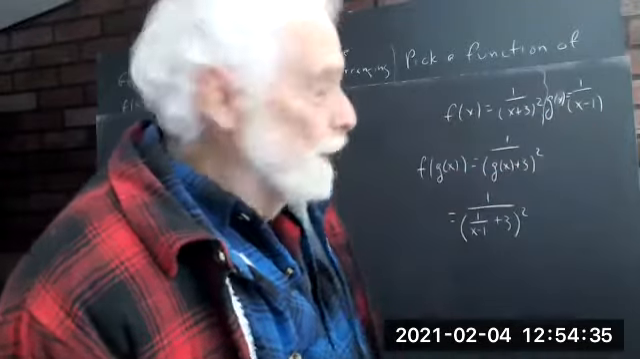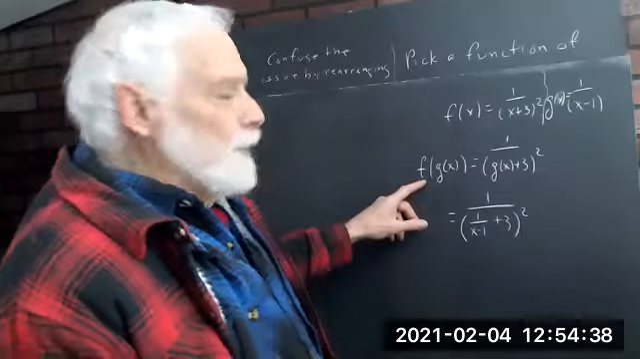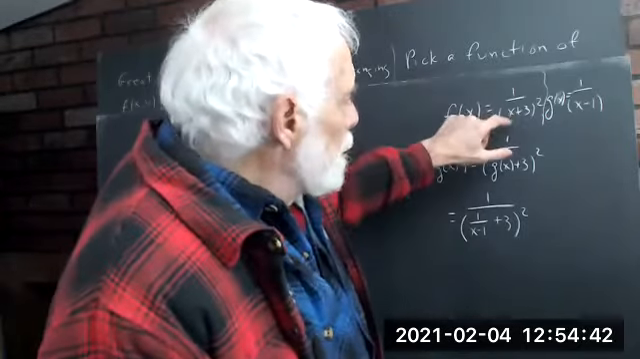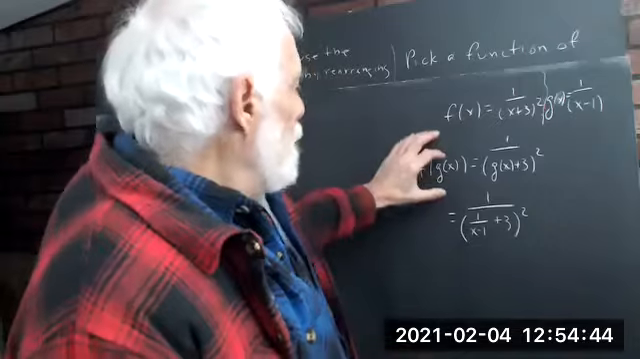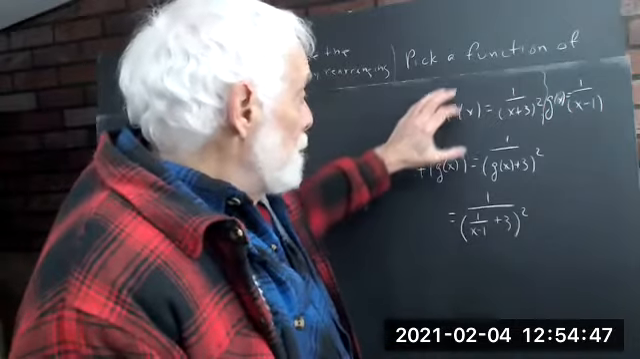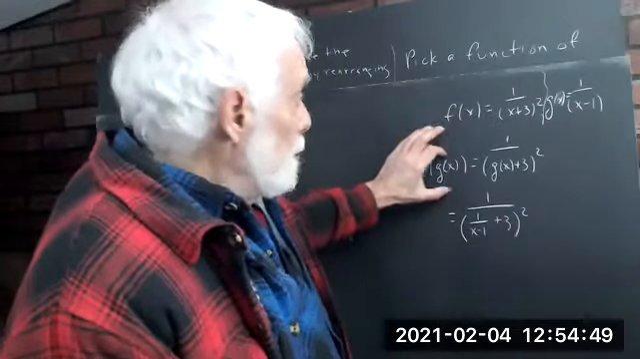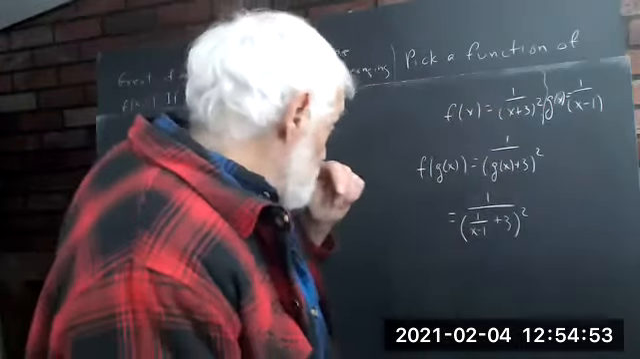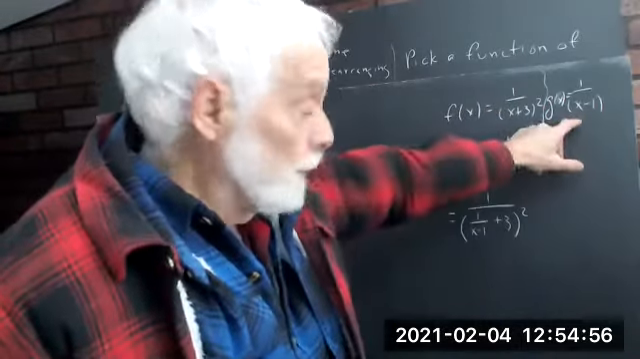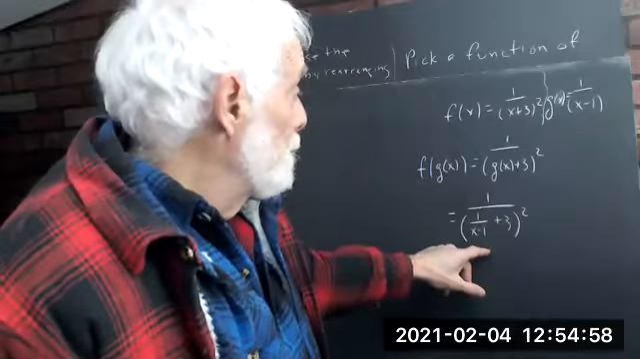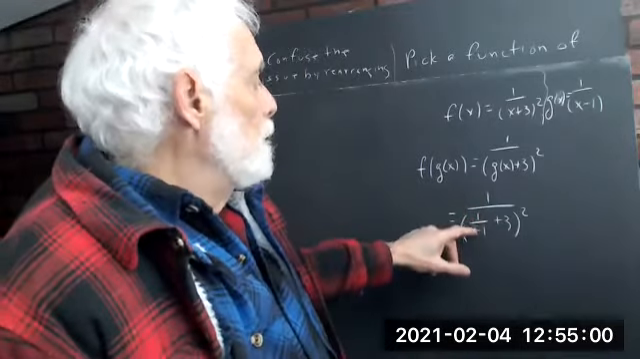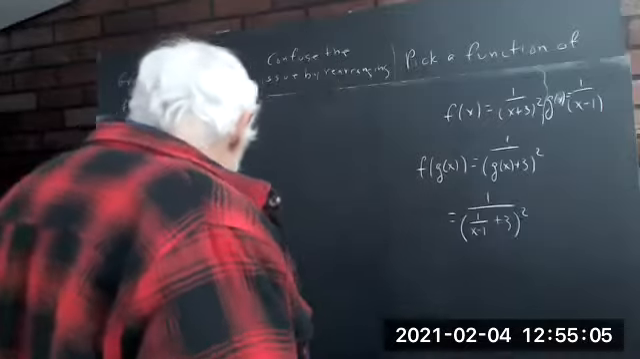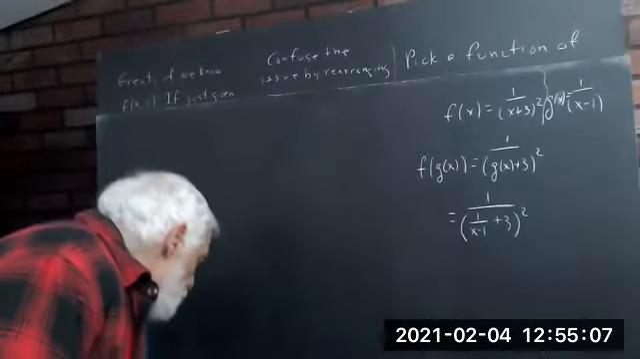g of x is 1 over x minus 1, then f of g of x, well, if f of x equals 1 over the quantity x plus 3 squared, then f of g of x, where x is now replaced by g of x, is 1 over g of x plus 3 quantity squared. And g of x, in turn, is 1 over x minus 1. So now we have 1 over the reciprocal of x minus 1 plus 3 quantity squared. Now, in order to do that, we have to do a little bit of algebra.